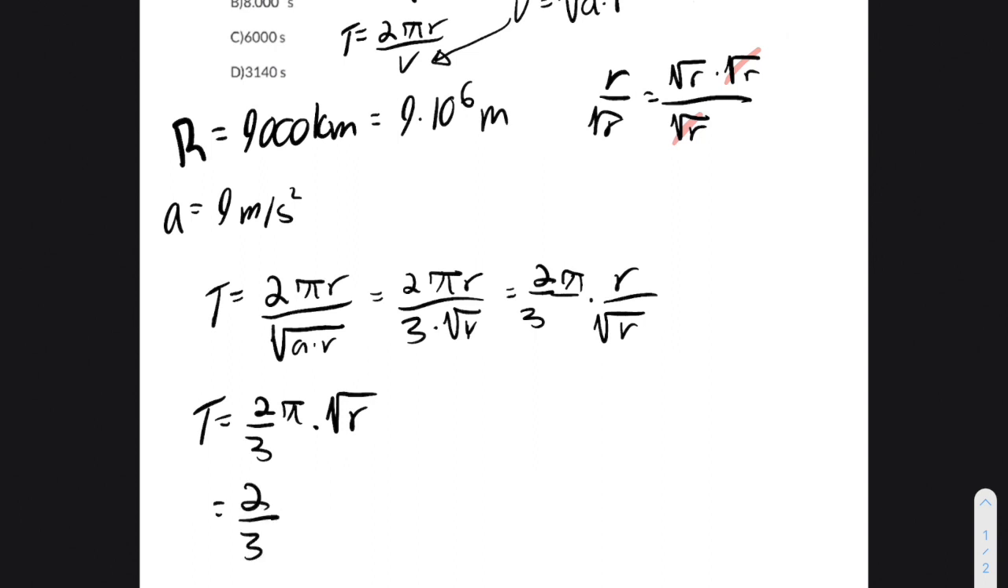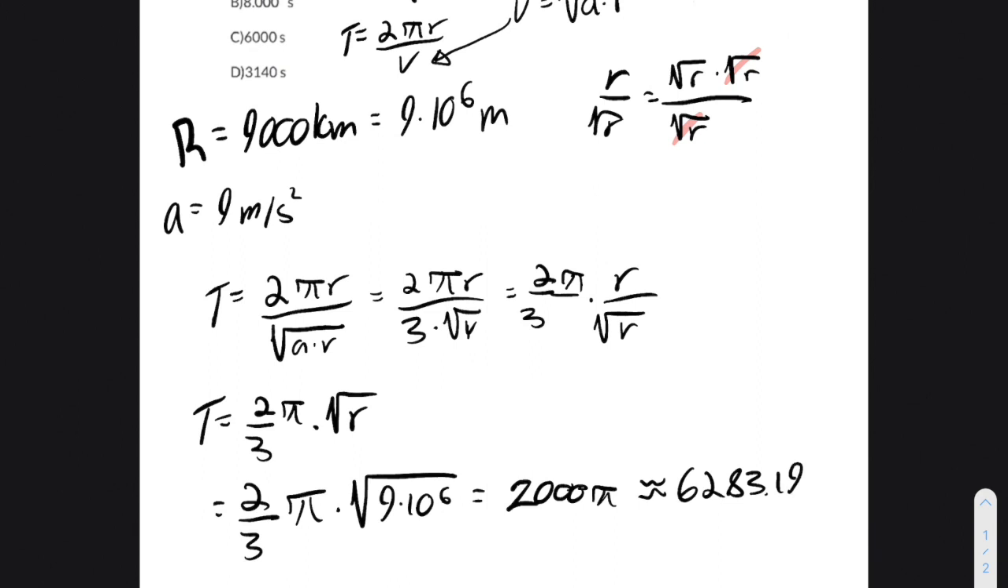So now we can just plug in: t is equal to 2 over 3 pi times the square root of 9 times 10 to the 6, which after you plug into the calculator, we get 2,000 pi, which is equal to roughly 6,283 seconds, so this is roughly around the 6,000 seconds. Enter C.